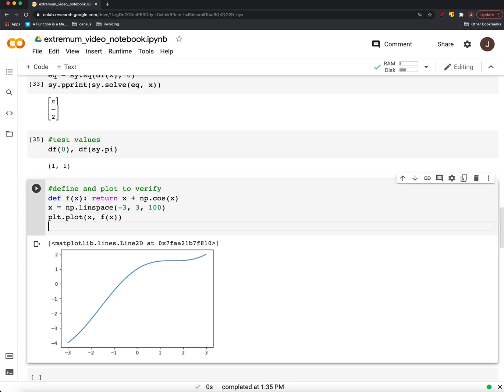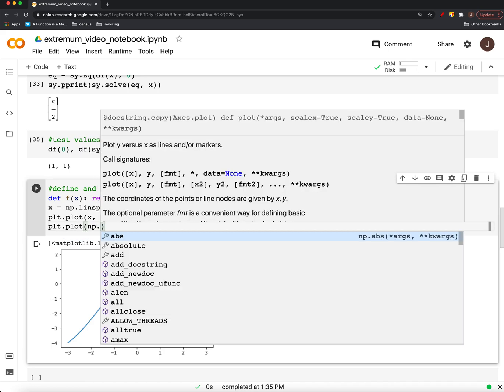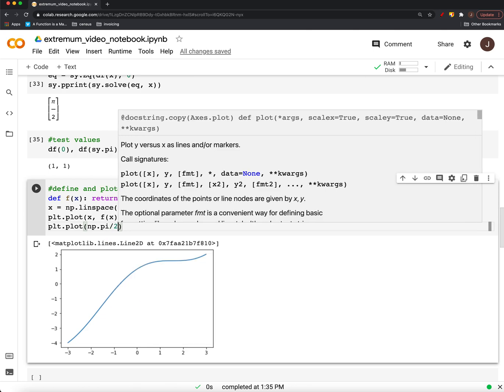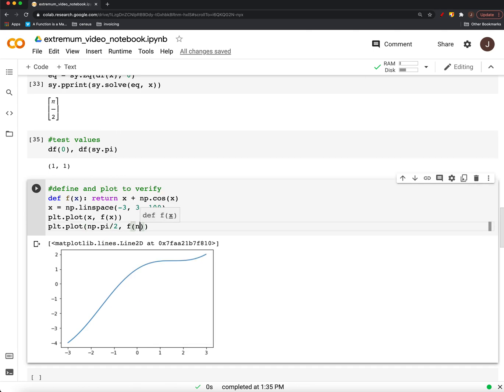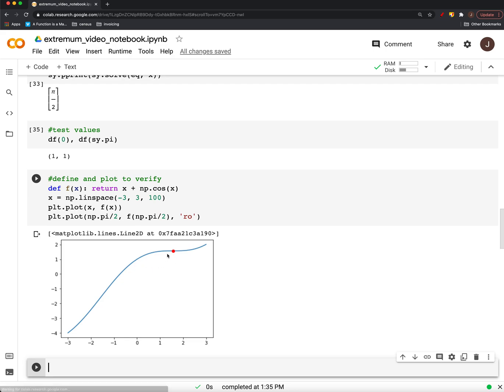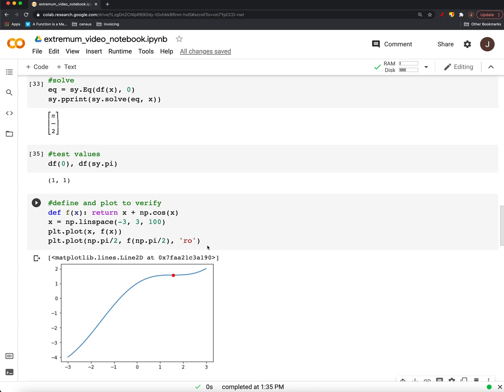We can even plot this if we wanted to. We could say that we're looking at pi over 2 and f of pi over 2. We'll make it a red dot. There it is. And that, again, is where we just see it kind of flatten out and go up. So in these two examples, we see the different things that can happen at a critical point. We could either change from increasing to decreasing or decreasing to increasing, or do neither. If we do neither, it's not a maximum or a minimum value.